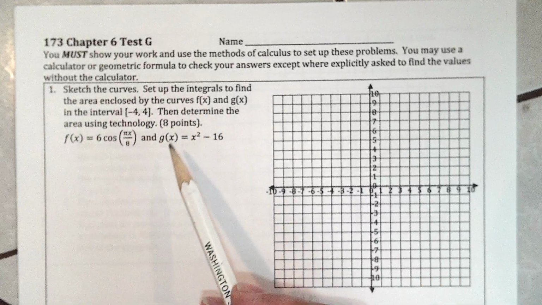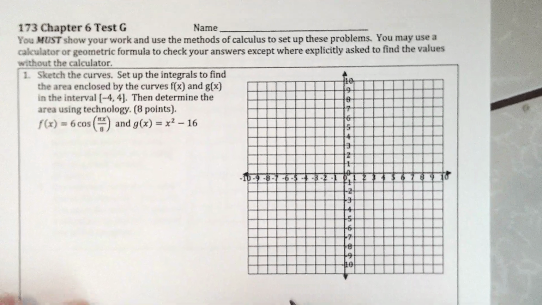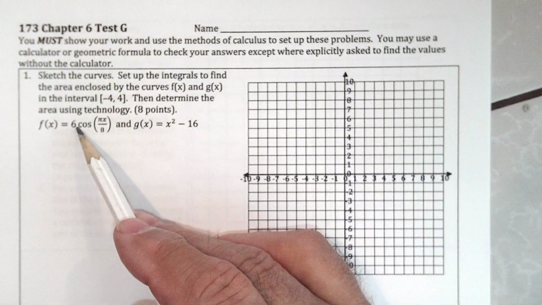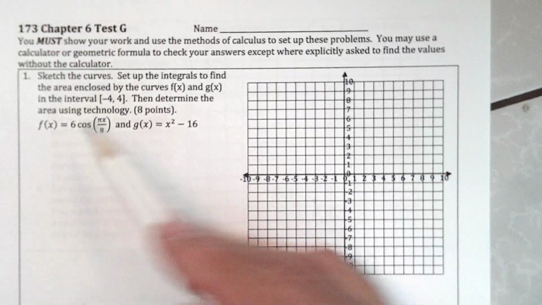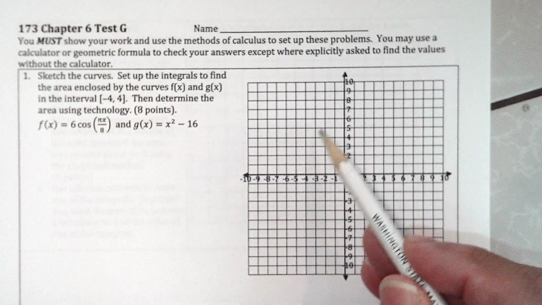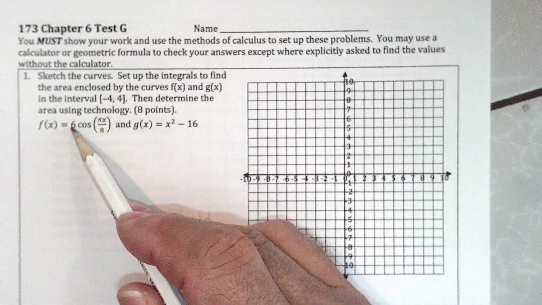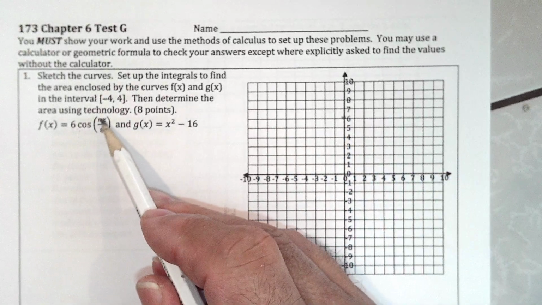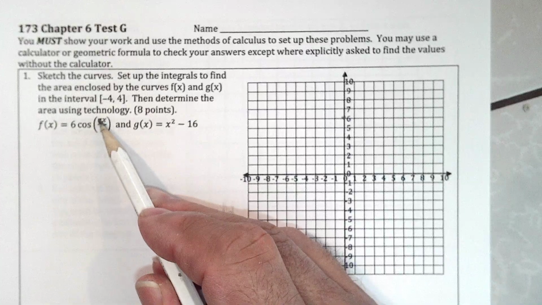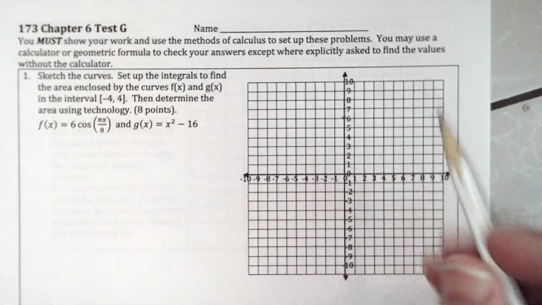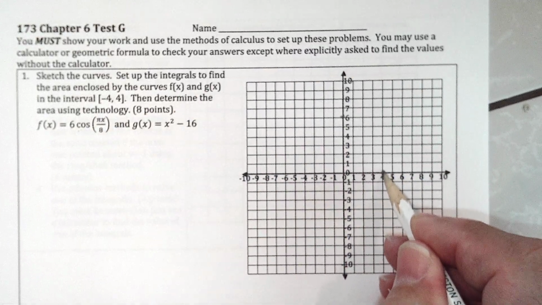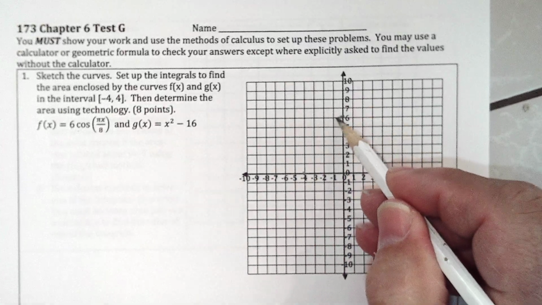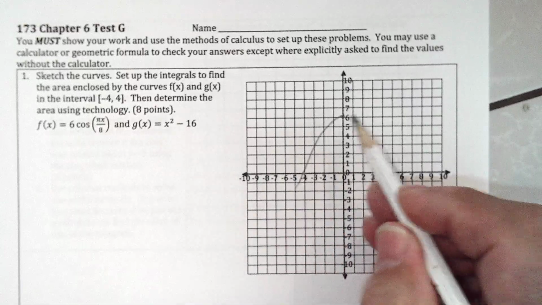All right, let's go over the test that we just had. 6 cosine x. Cosine goes this way, and it has an amplitude of 6. And if I put 4 in there, I get cosine of pi over 2, which is 0. So at 4, it hits 0. And at negative 4, it hits 0. So it's going to be a cosine curve.